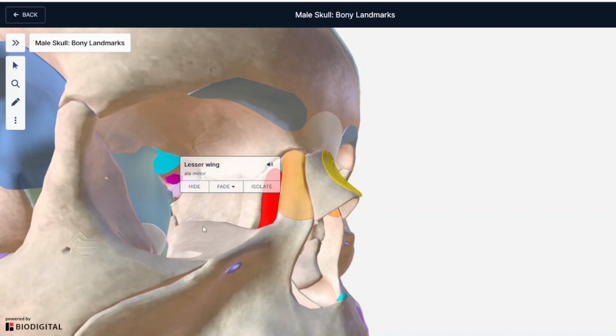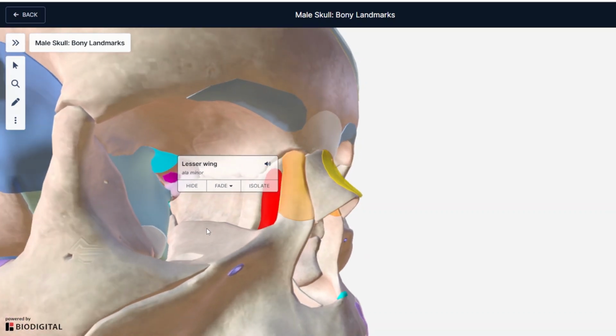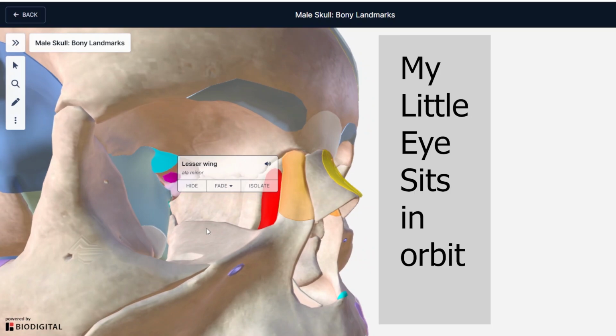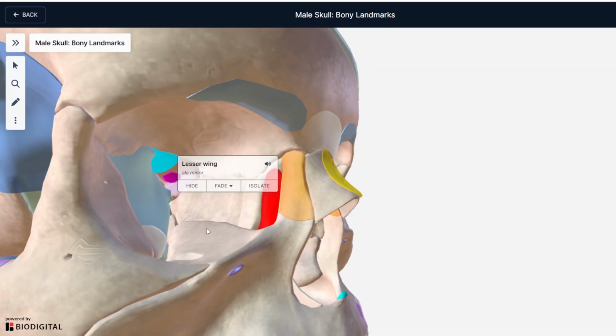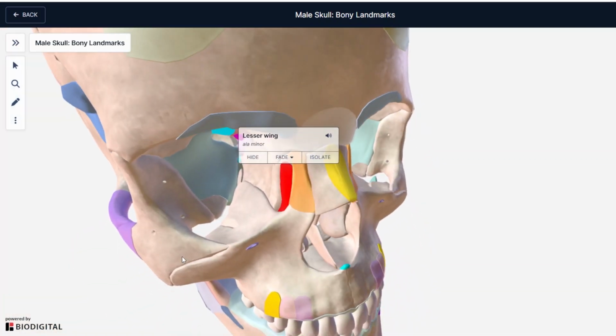And a little mnemonic to help you guys remember the medial wall, only for the medial wall. My little eye sits in orbit. Now, my would be the maxillary bone, little is the lacrimal, eye is ethmoid, and sits is the sphenoid bone. You have to remember that's the lesser wing of the sphenoid bone, and in orbit is just to remember that it's in the orbit. You talk about the orbit. Very logical, very simple, very easy.